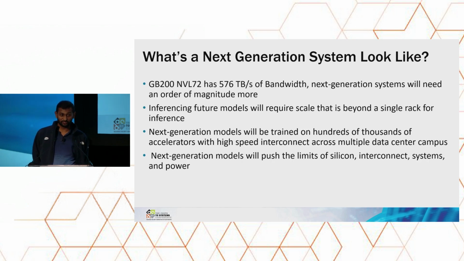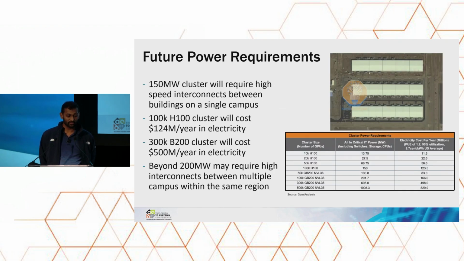But also, they're talking about gigawatt scale clusters, hundreds of thousands, a million chips. And what does that mean for serving that model? Because maybe you can convince someone to let you train it, but how are you actually going to serve it? So these next generation models are going to push the limits of everything: silicon, interconnect, systems, and power. And so what does that mean?